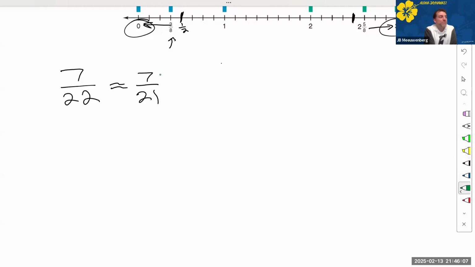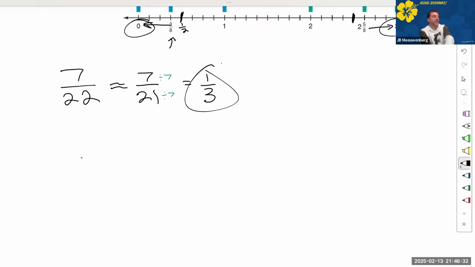Why are those numbers nice? Because we can reduce them by 7, leaving us with 1/3. So 7/22 is pretty close to 1/3. So there are ways that you can use your fractions to get some nicer numbers to work with. Why don't you go ahead and try a couple of these?